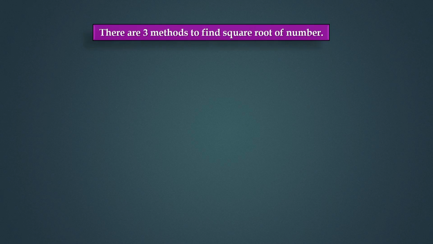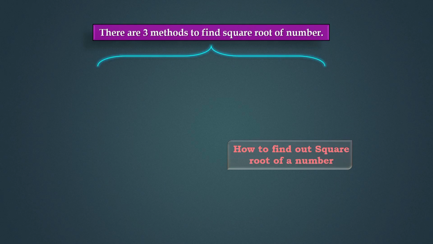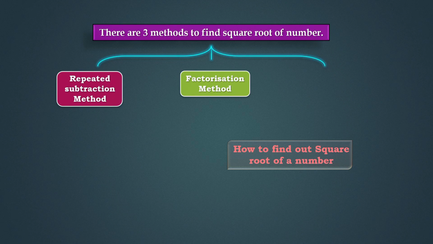Now let us learn about the methods to find square roots. There are three methods to find the square root of a number. The first method is repeated subtraction method. The second method is factorization method. The third method is division method. We will understand each of these methods step by step in the next part.